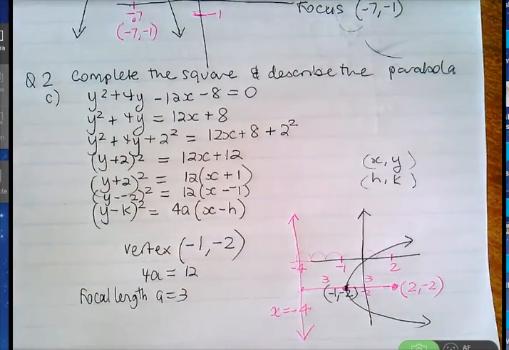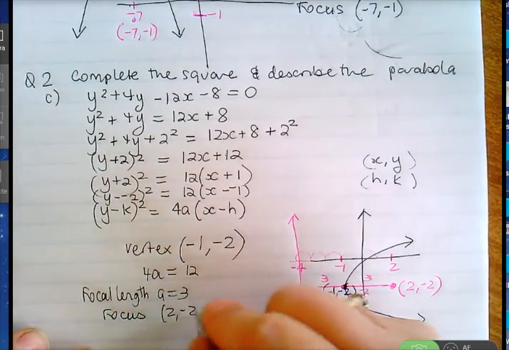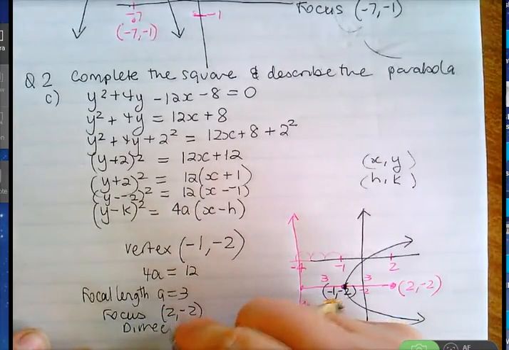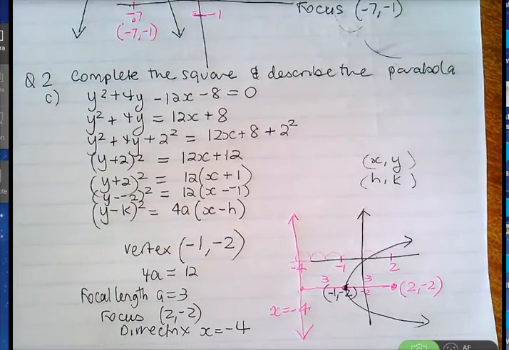Very good. All right, the last type we'll do. So therefore the focus is (2, -2) and the directrix is x equals negative 4. Do we have that all down, girls? All right, for those that want to start the next one, I'll be doing question 2.